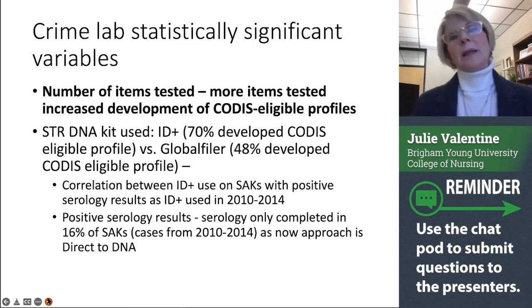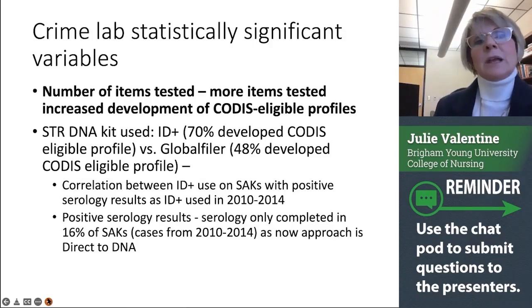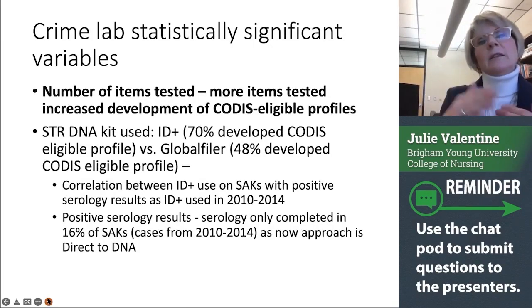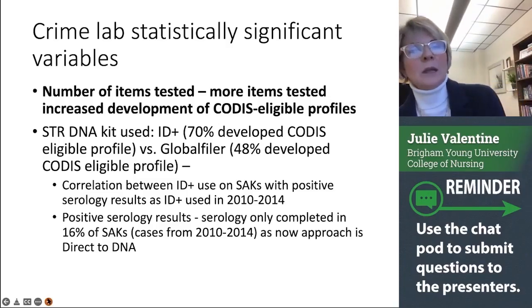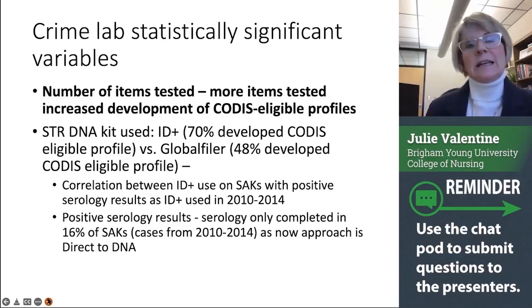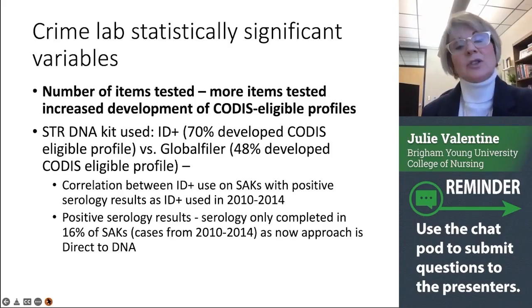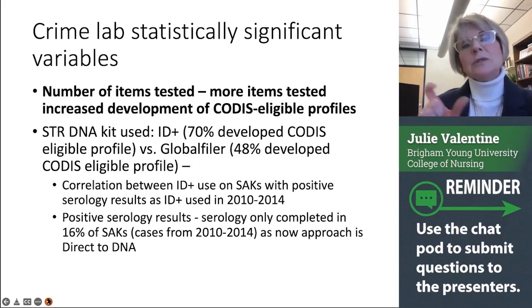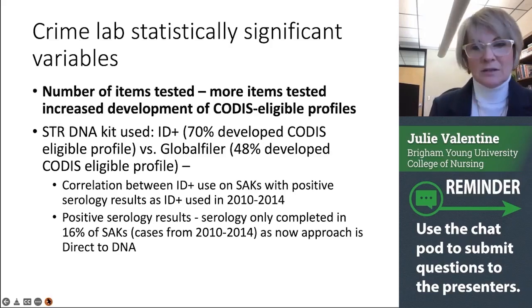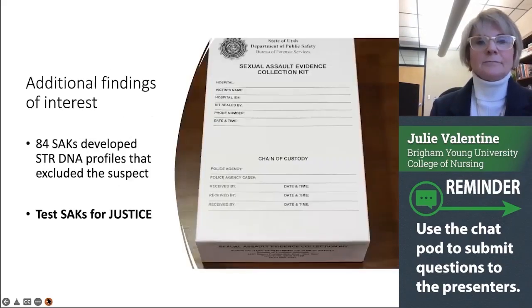So we've also looked at crime lab statistically significant variables. We have found so far that the more items or swabs are tested, the more likelihood that the kit will develop a CODIS-eligible profile. We looked at the STR DNA kit used, and you can see we found a substantial difference between ID Plus and Global Filer, but ID Plus was being used when our crime lab was doing serology first, and so those kits that were moving on had a positive serology, rather than going direct to DNA.